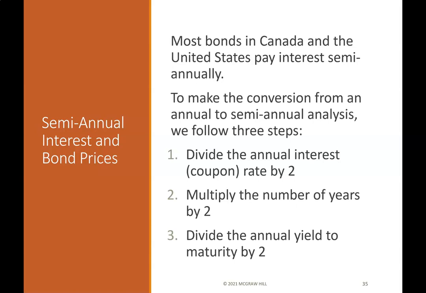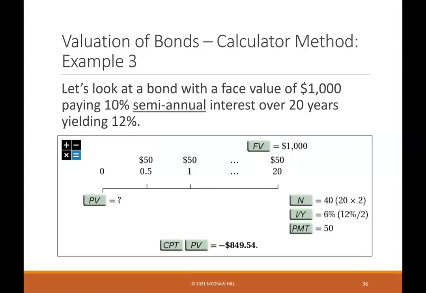Semi-annual interest and bond prices. Most bonds in Canada and the United States pay interest semi-annually. To make the conversion from an annual to semi-annual analysis, we follow 3 steps. 1. Divide the annual interest coupon rate by 2. 2. Multiply the number of years by 2. 3. Divide the annual yield to maturity by 2. Valuation of bonds, calculator method, example 3. And we can just do that in Excel.